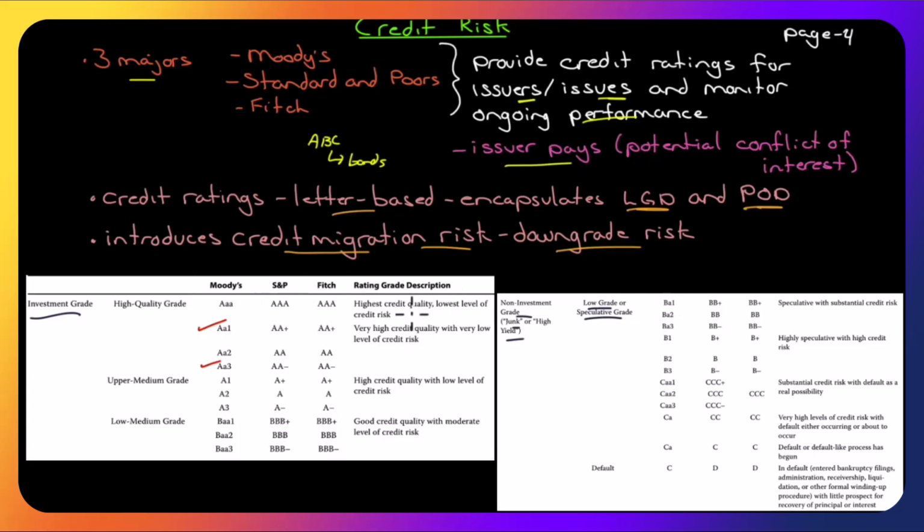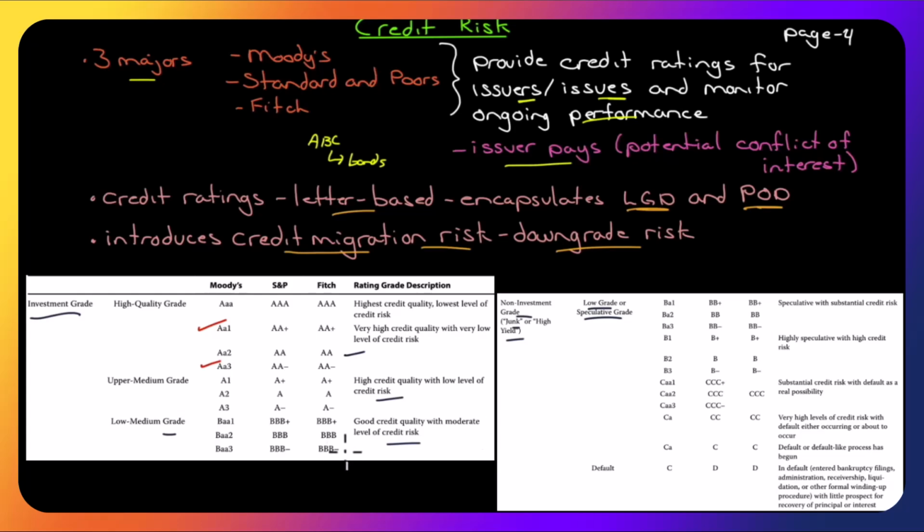So AAA, the highest credit quality, lowest level of credit risk. Most sovereigns are AAA, at worst AA, which puts them here. Upper medium grade, this is A plus, high credit quality with a low level of credit risk, even going down to low medium grade, good credit quality with moderate level of credit risk.